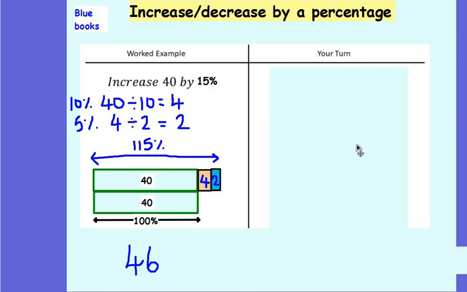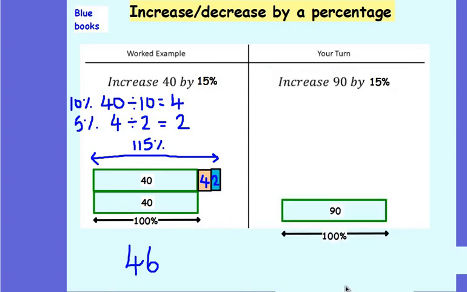Over to you, Year 7, in your dark blue books. Can you increase 90 by 15% for me? Pause the video and complete that now.